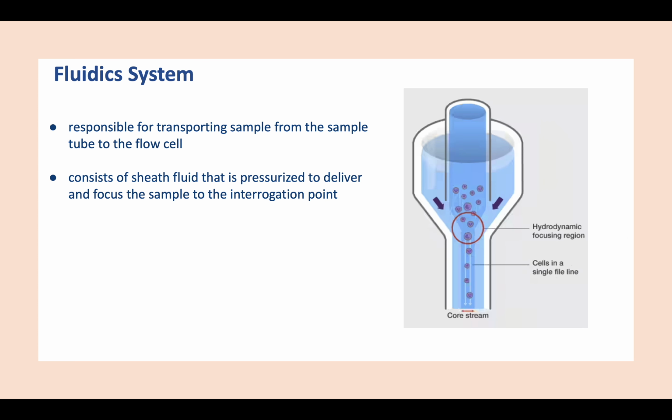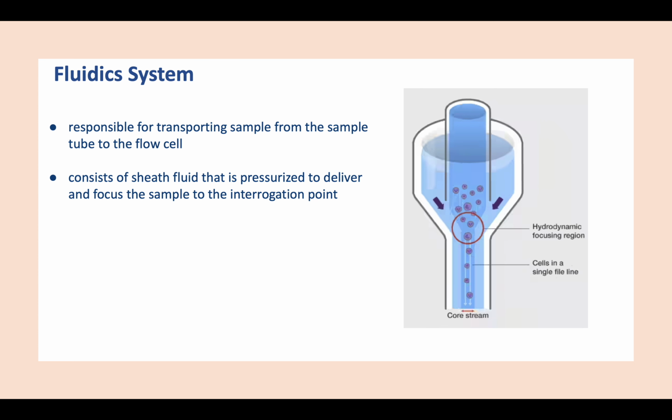Okay, so the first we have is the fluidic system, which is responsible for transporting samples from our sample tube to the flow cell. So what is a flow cell? Well, a flow cell is a place where the sample is introduced to a sheath fluid. Now, what is a sheath fluid again? It is just a solution that runs in our flow cytometer.